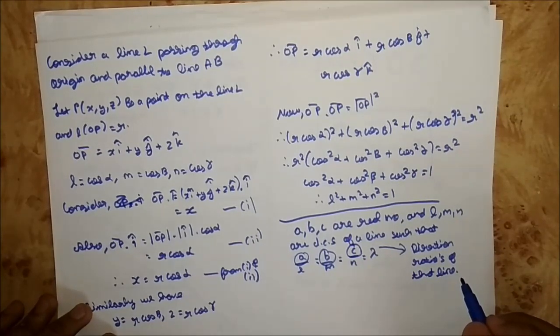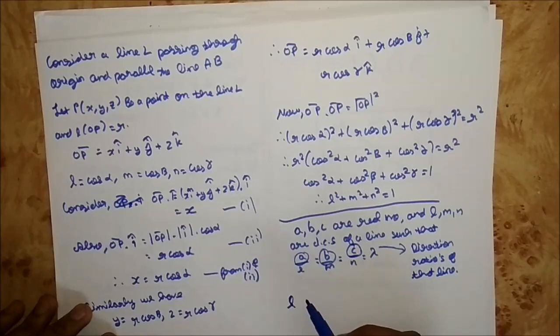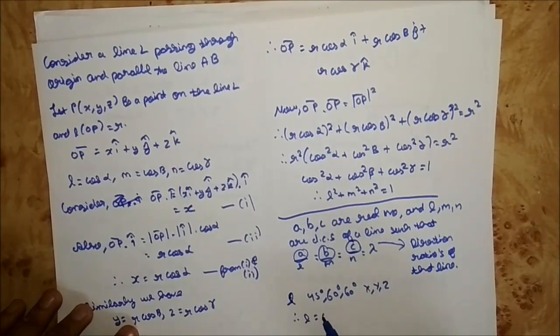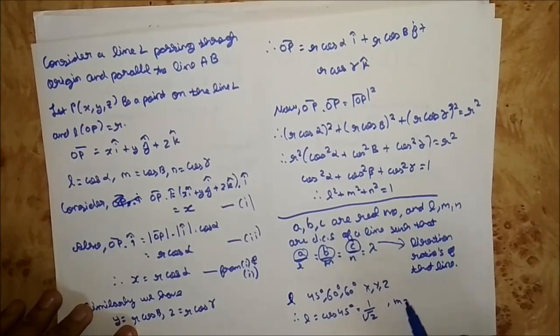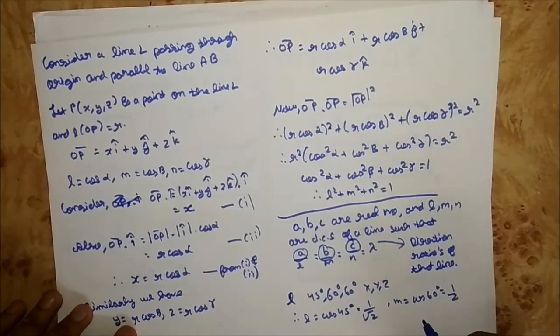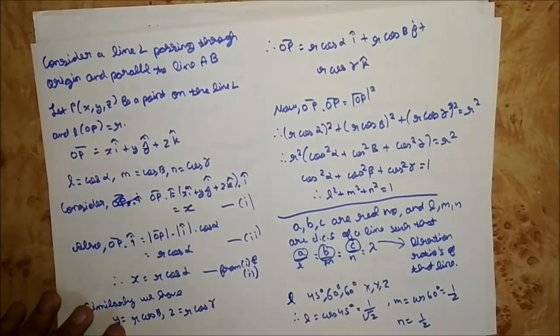If a line makes angles 45, 60 and 60 degrees with the positive directions of x, y, z respectively, then the directional cosines of the line will be as follows. Therefore, L is equal to cos 45, that is 1 by root 2. Then M is equal to cos 60, that is 1 by 2. And similarly N is cos 60, that is 1 by 2. And direction ratios would be any real numbers proportional to the above directional cosines.